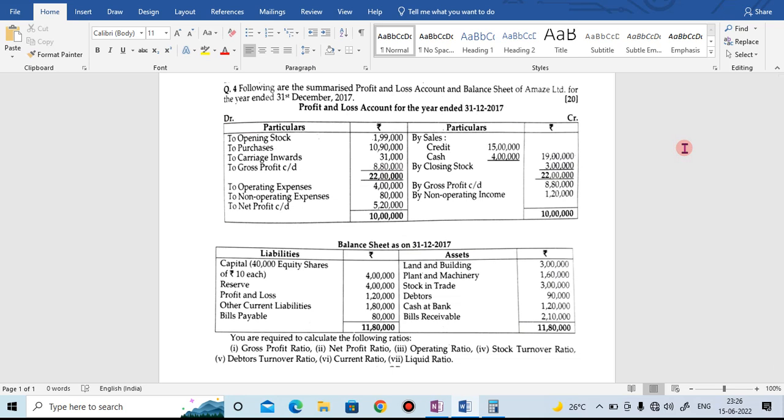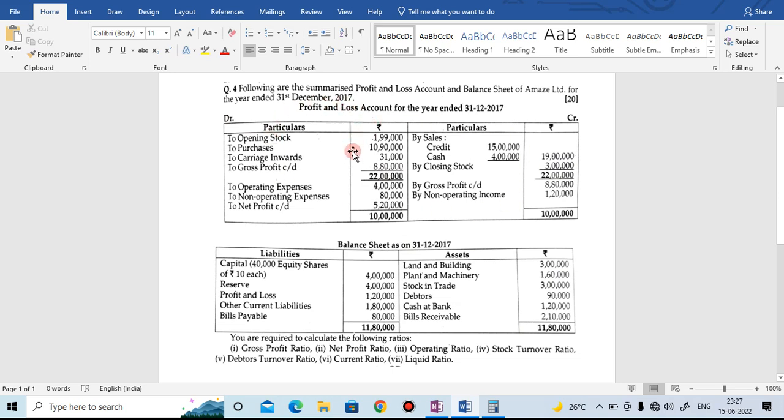I am Namita Mane. In today's video, let us solve an example of ratio analysis. This example was asked in last year's university examination, that is April 2019. The example is: following are the summarized profit and loss account and balance sheet of Amaze Limited for the year ended 31st December 2017.